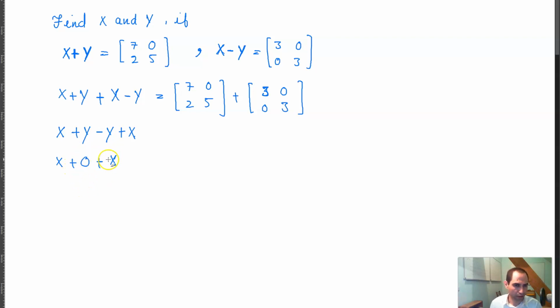And again, I can write this as X plus O, and so that is 2X plus O, and 2X plus O is equal to 2X, right? So that is equal to the sum of these two matrices, which is 7 plus 3 is equal to 10, 0, 2 plus 0 is equal to 2, and 5 plus 3 is equal to 8.